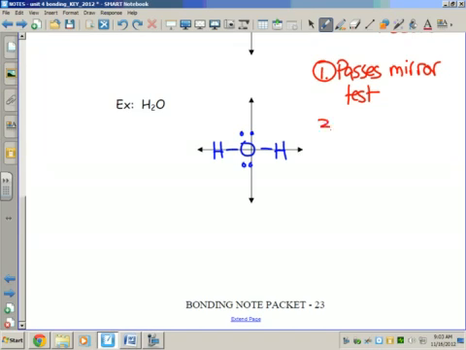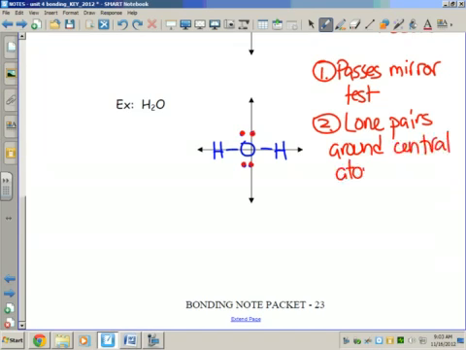Our second test has to do with these guys. It has lone pairs around the central atom. That means it is a polar molecule. So even if something passes the mirror test, if you identify that it has these one or more lone pairs around the central atom, then that's also an indication it's polar.